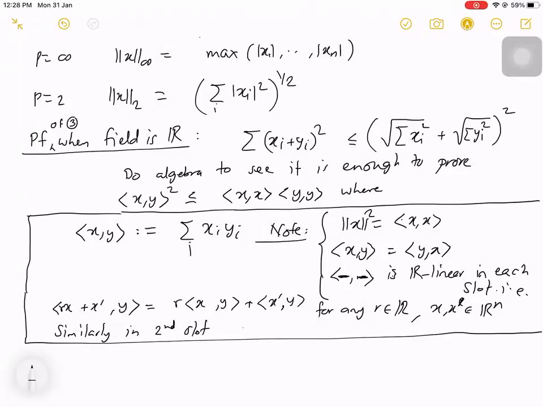And then such a gadget is not symmetric, but it is not skew symmetric either. Skew symmetry means that if you switch the arguments, then you get the minus. So this is called conjugate symmetry.